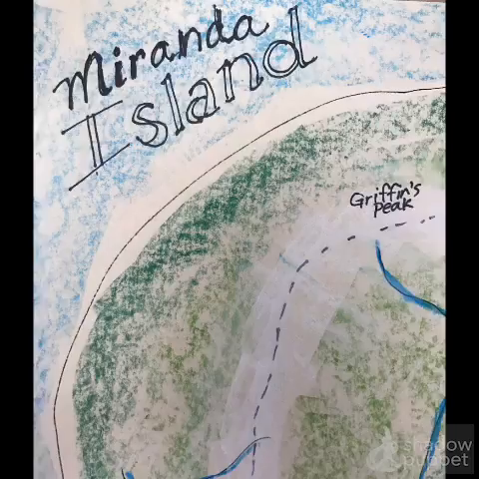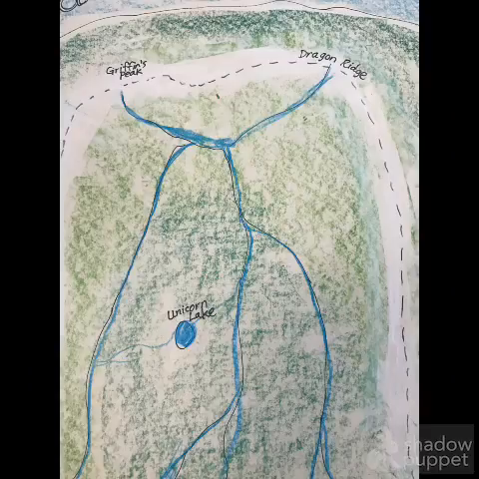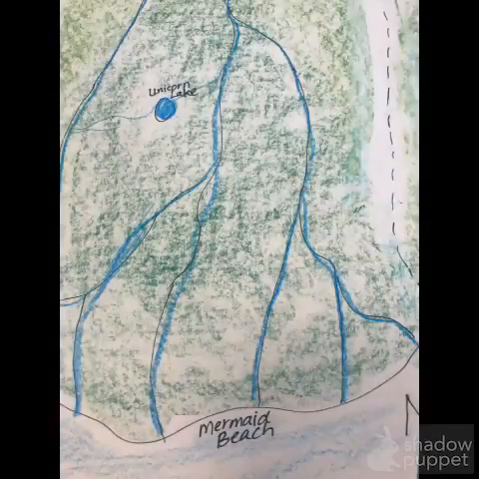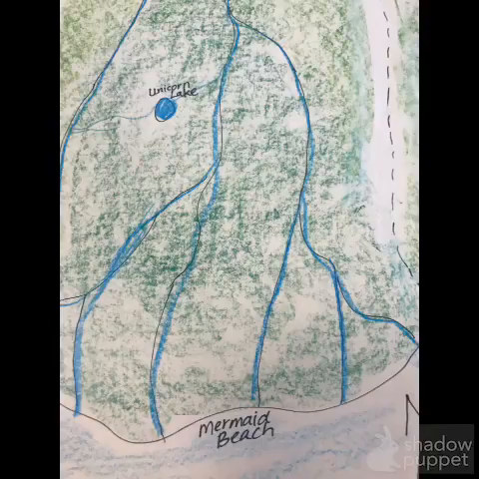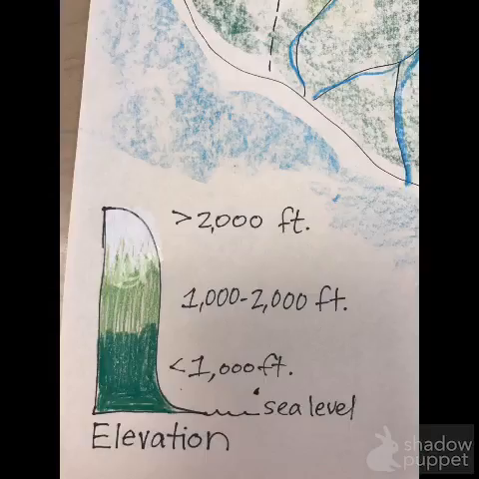You are going to name your island anything you want. I named my island after my daughter Miranda, but you can name your island after anything you want. Your island is going to have special places on it. I have a high point on my island called Griffin's Peak and another high set of mountains called Dragon Ridge. I have a lake called Unicorn Lake. I'm showing where all the water is flowing, and I'm even naming a beach. This is Mermaid Beach.